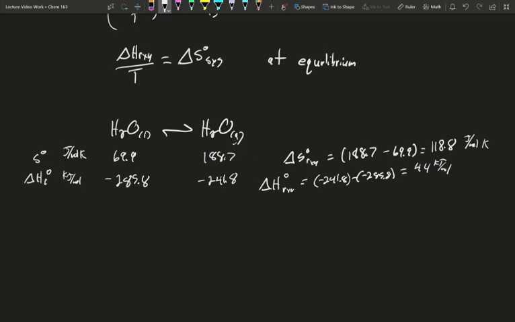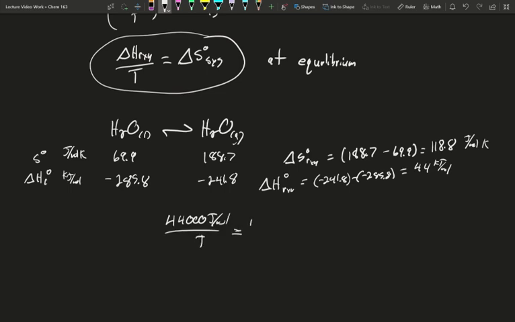We can actually use this to solve at what temperature we will be at equilibrium. If I know the delta H of my reaction, I know the delta S for the system, I can rearrange this to solve for the temp where these are going to be equal to each other. 44,000 joules per mole over the temp is going to equal 118.8 joules per mole Kelvin. Now, we're using values at our standard states that are 25 degrees Celsius. We're not going to be at 25 degrees Celsius. Well, we're about to calculate it.